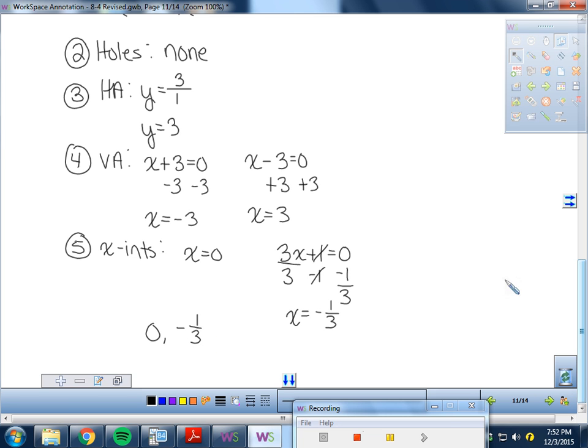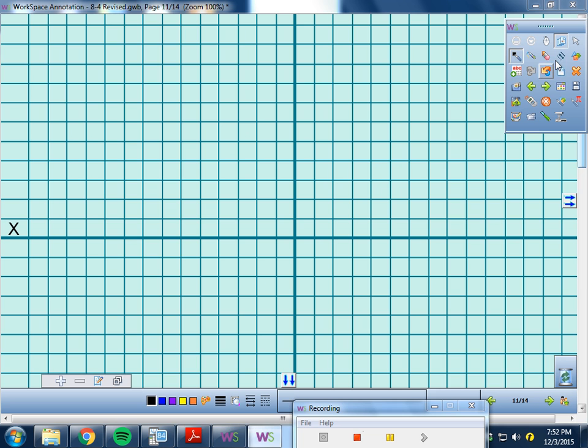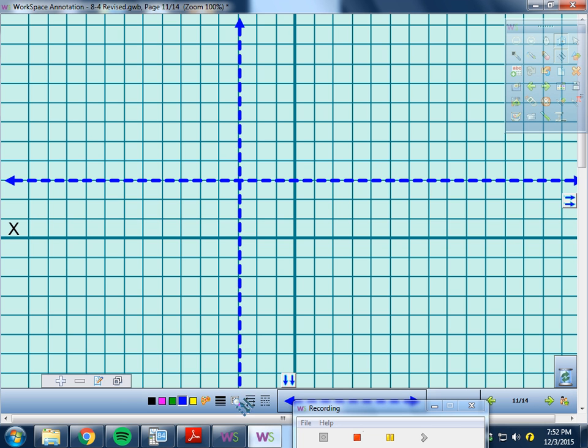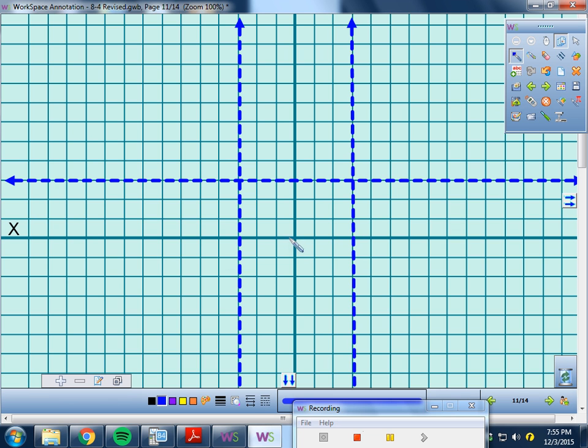Now I am ready to graph that. So I have quite a bit to graph. 3 asymptotes and 2 zeros. So I'll go up here. Y equals 3 is my horizontal asymptote. So I'll go up to 3, draw my dotted line. I have a vertical asymptote at negative 3. I have another one at positive 3. And then my 2 zeros are at negative 1/3, so that'd be about right there. It won't be perfect. And also right at 0, so very close.